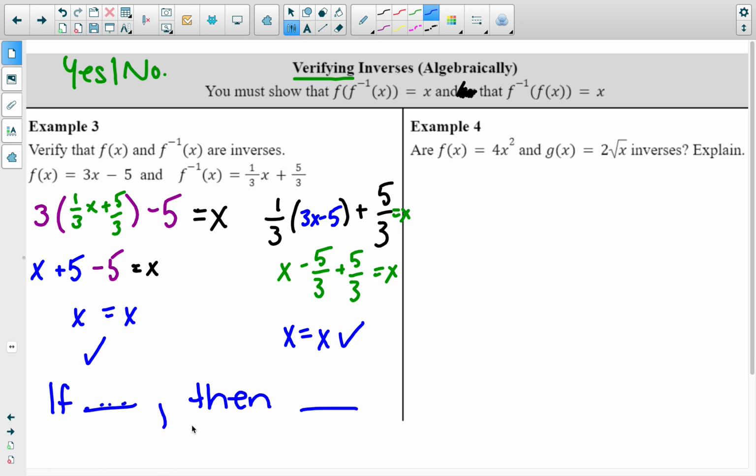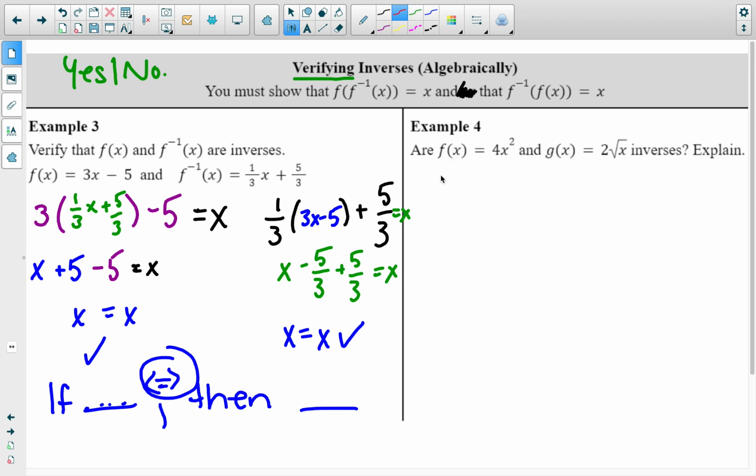All right, and so to prove something, when something's a biconditional statement, it's if and only if. So the way that this is worded in mathematics is that f and f inverse of x are inverses if and only if their compositions equal x. So because it's that if and only if situation, we're supposed to prove it both ways. Okay. More on that later if you choose to move forward in your math careers.